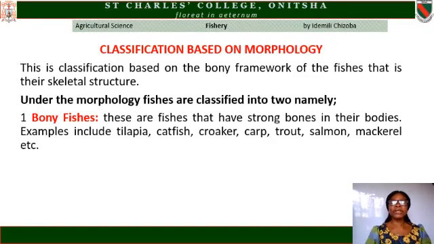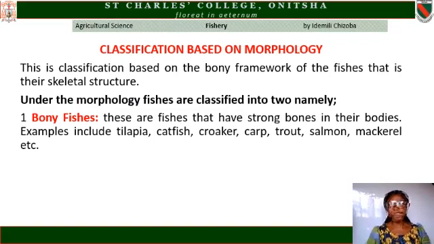And the second classification is classification based on morphology. This is classification based on the bony framework of the fishes, that is, the type of their skeletal structure. Under the morphology, fishes are classified into 2. 1, bony fishes. These are fishes that have very strong bones in their body. They have very strong skeletal system. Examples include the tilapia, the catfish, the croaker, the carp, the trout, the salmon, the mackerel, and others.